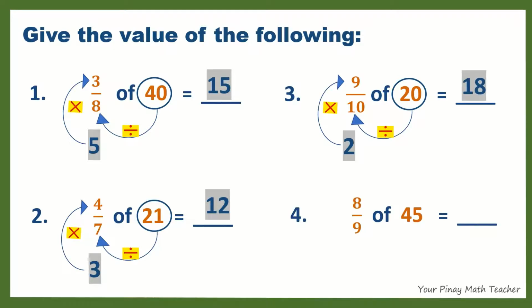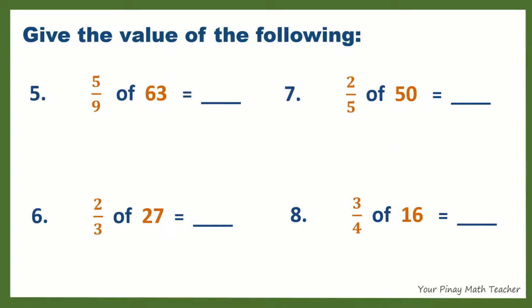Number 4, 8/9 of 45. So divide 45 by 9 equal parts. You get 5 and then multiply 5 by 8. You get 40. For numbers 5 to 8, you may pause the video if you want to get the answers by yourself. The following are the answers for 5 to 8.